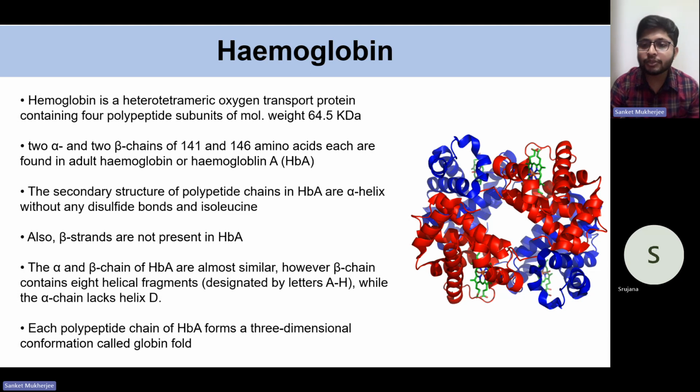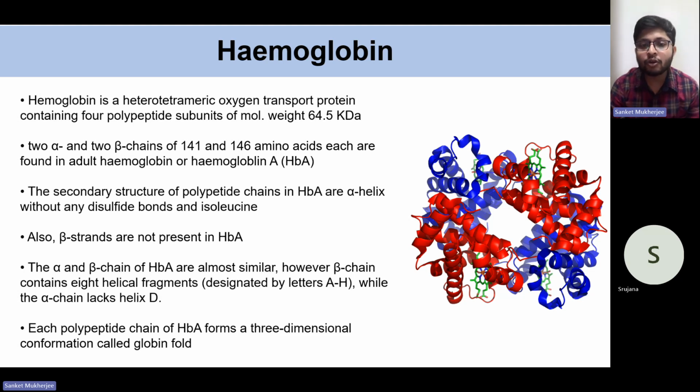Again, these tetramers are formed of 2 alpha chains and 2 beta chains. So they are not homotetramers, rather heterotetramers. They contain 4 polypeptide subunits of molecular weight 64.5 kilodaltons. 2 alpha and 2 beta chains of 141 and 146 amino acids respectively are found in the adult hemoglobin.